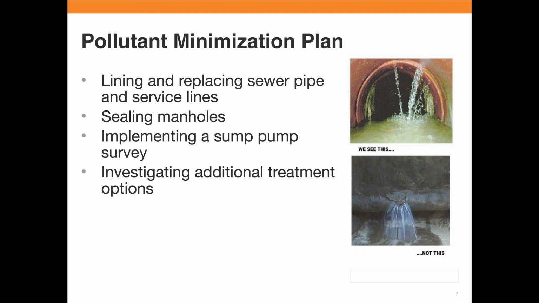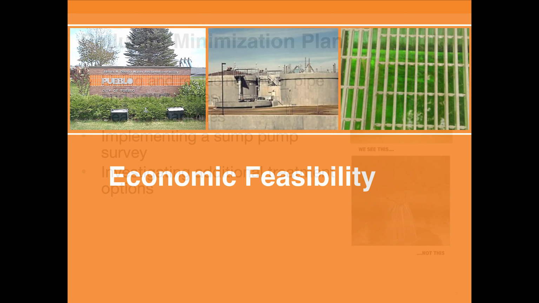So what did we agree to do? We agreed to line the sewer pipes and replace pipe and sewer lines that had infiltration in them. You can see that in the top picture. We're also implementing a sump pump survey to make sure that people who have sump pumps are not discharging into the sanitary sewer, because that can reduce our capacity, and also the groundwater, if it's contaminated with sulfate and selenium, can give us more than we need. So we're trying to keep those out, and we're investigating any additional treatment options that may become feasible in the future.